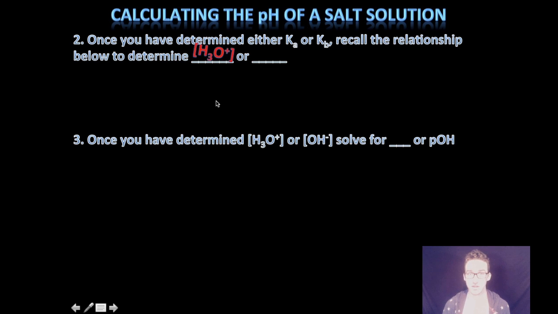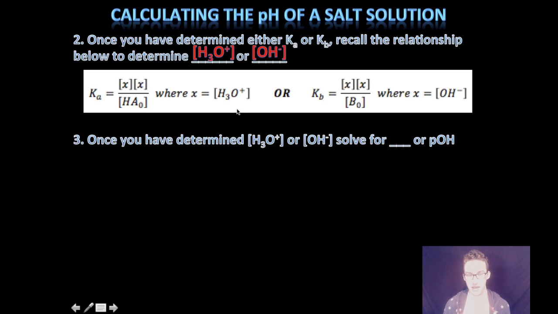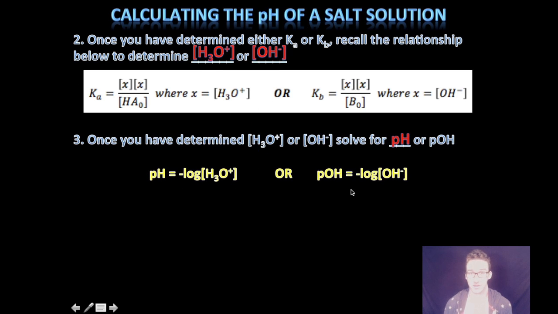Now, as we'll learn, this is important because once you are able to determine either Ka or Kb, you can use either of these relationships, which we can derive from an ICE table, which we'll practice, to determine what the hydrogen ion or hydroxide ion concentrations are. And then if you know those concentrations, you can just plug them into the formulas for pH or pOH, which are just the negative logs of those respective concentrations. Boom, you've solved for pH or pOH.